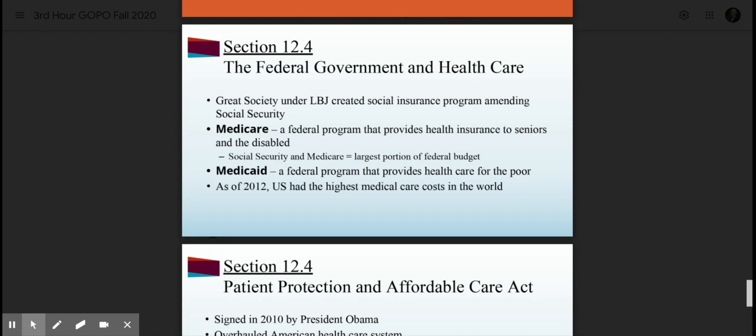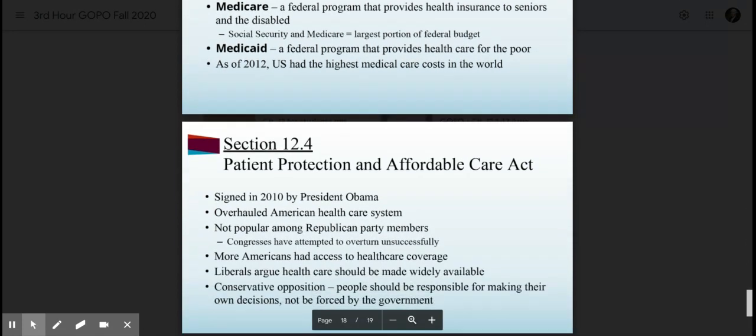And this is how I always remembered the difference. Medicare is care for the elderly. So it's health insurance given to those 65 and older. Medicaid is aid to the poor. So that is health insurance that's given to those who are below the poverty line. And as of 2012, the U.S. had the highest medical care costs in the world. So that does help those who are in poverty.